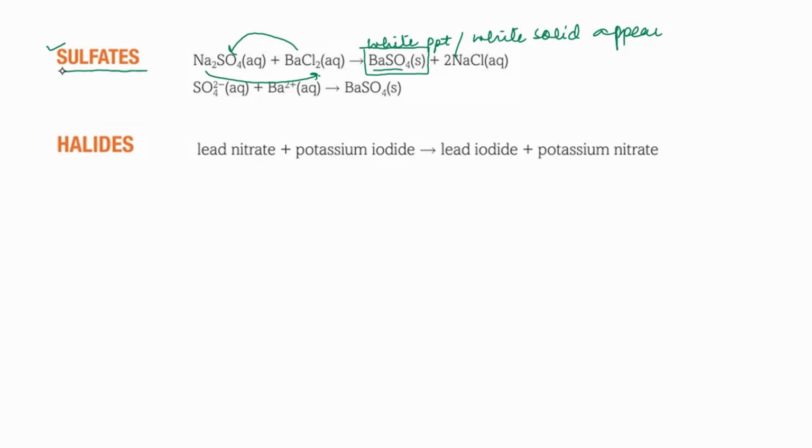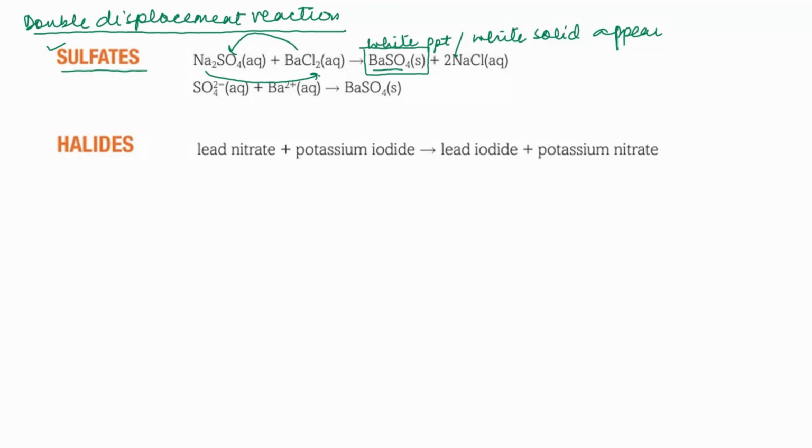Double displacement reactions, this is new for you, are those reactions where the cation and anion of the two reactants switch their positions. That means the barium combined with the chloride, whereas the sodium combined with the sulfate, and the barium combines with the sulfate. So they switch their positions, and therefore barium sulfate will be formed.